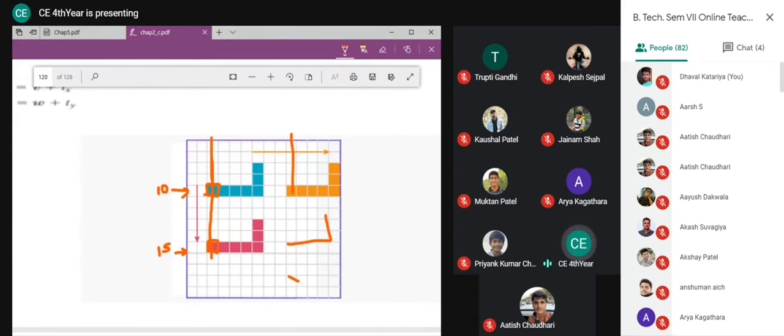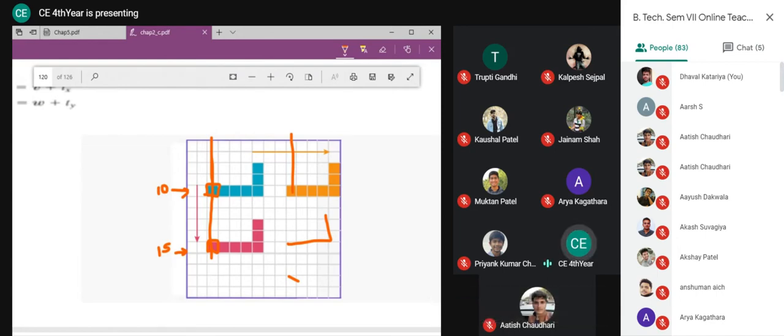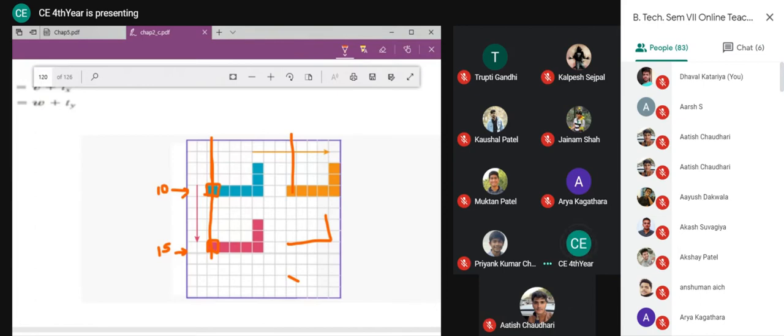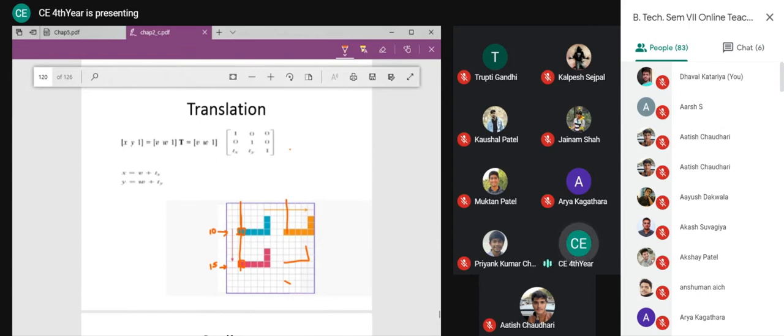So if I want to translate, what I need is x is equal to v plus Cx, or some constant, some Cx value, and y is equal to w plus Cy. Cx and Cy will depend on how much you want to translate. It can be zero, it can be some positive number, or even a negative number if you want to shift to the left-hand side. It is a constant number that depends on what type of translation you want.